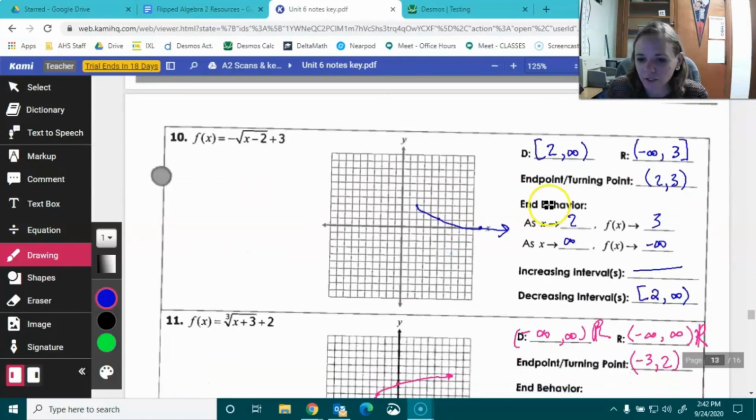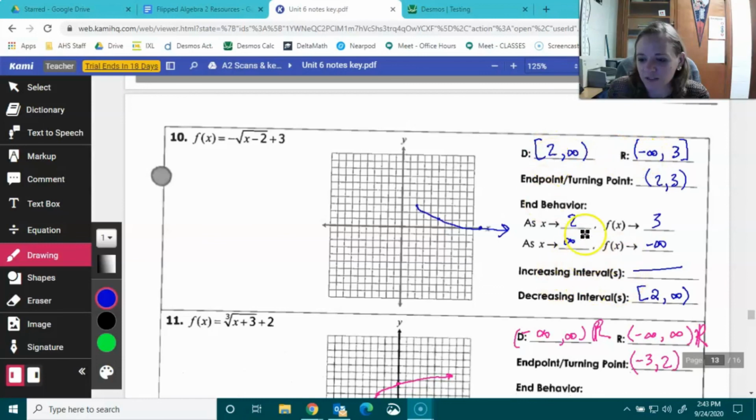Alright, number 10. I went ahead and graphed it, showing you that this is a little bit different as far as the interval part. The domain is from 2 to infinity. Range is starting down low at negative infinity, but it goes only up to 3. So negative infinity up to 3, and then it does not go up at all. My turning point or end point is (2, 3) right here. The end behavior, as x is approaching 2, the y's are approaching 3. So this is a little different, as in we're not pairing up the 2 and the negative infinity.